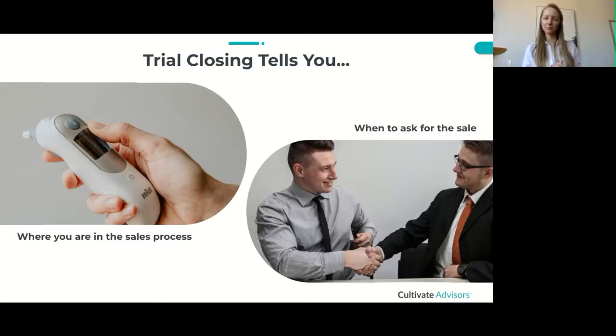Are you warm now? Are you cold now? Okay, I need to warm them up a little bit more until they get to hot, which is the second piece of it. Trial closing is really important because it will tell you when is the moment to ask for the sale, when everyone's ready at the table. So that's a little bit about trial closing.